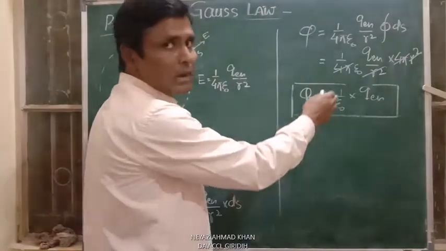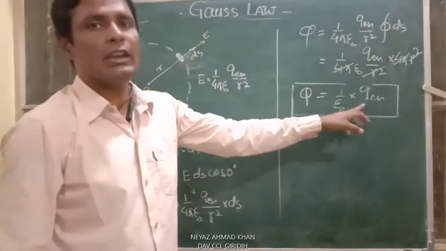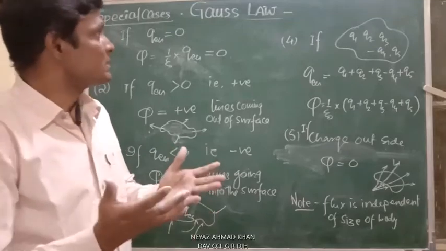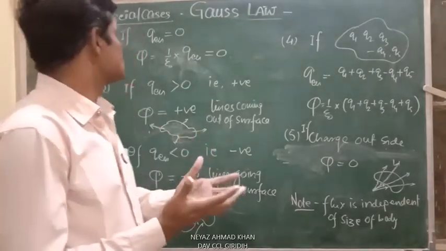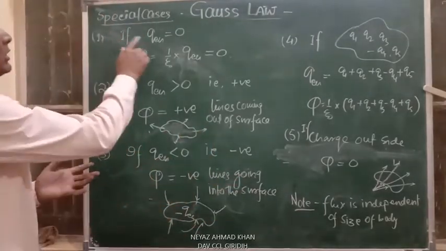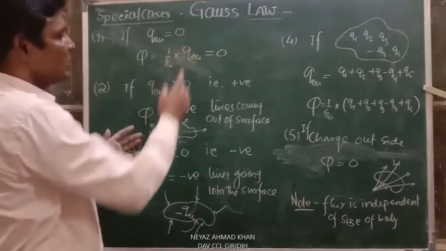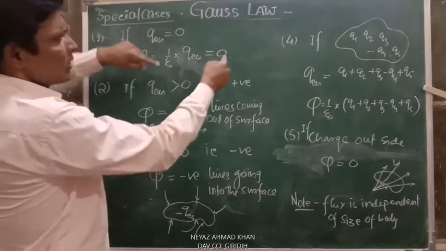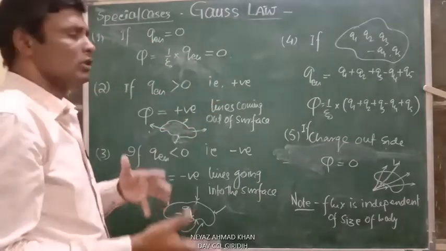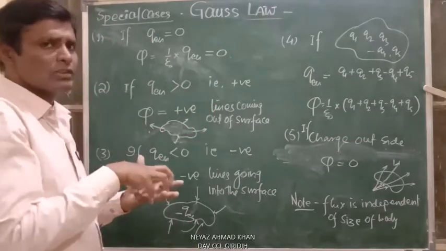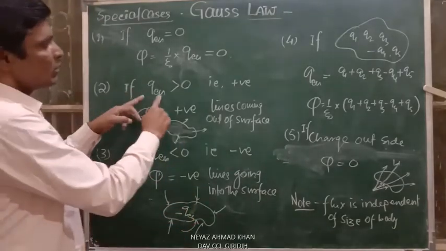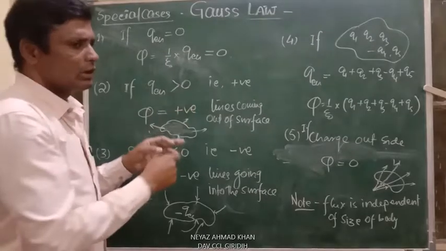Finally we get 1 by epsilon naught into q enclosed. Here are a few special cases we should discuss. Number 1, if q enclosed is 0, that is if the body contains no charge, then as per the formula you can see there will be no lines coming out or going into the body, that is, the total flux through that body will be 0.